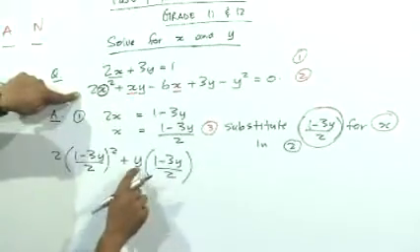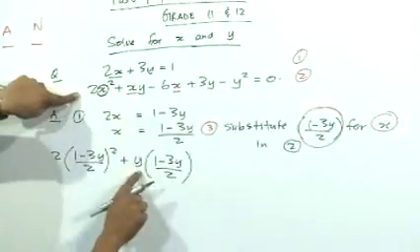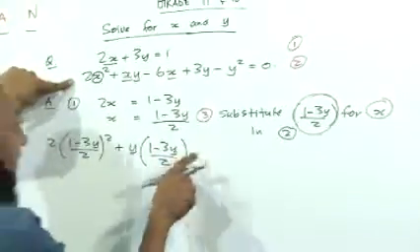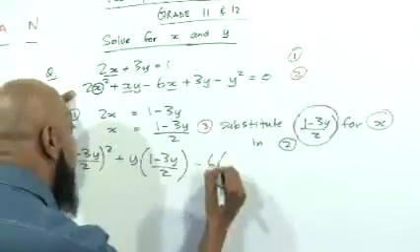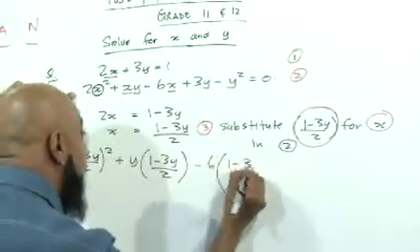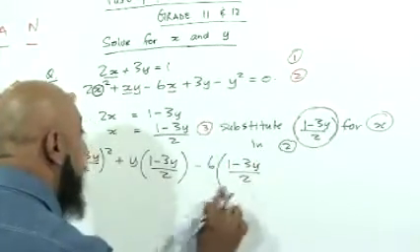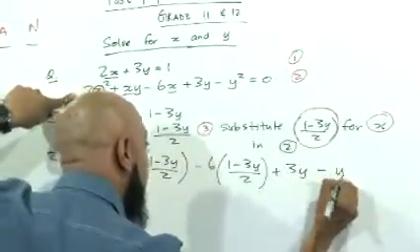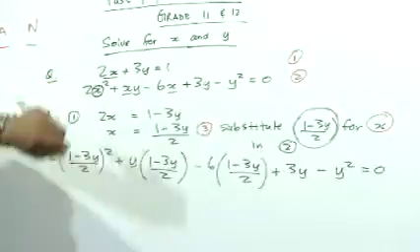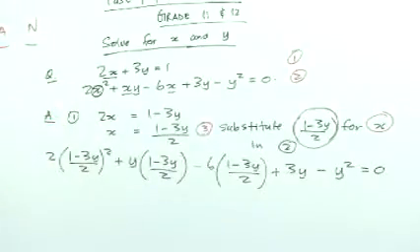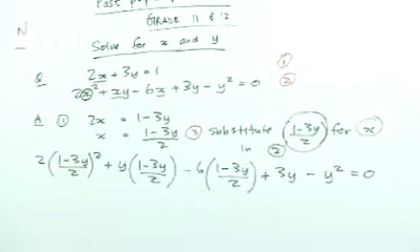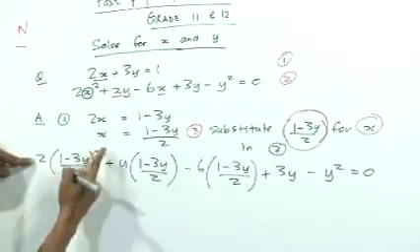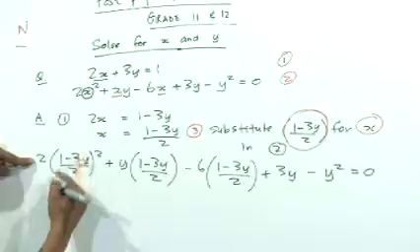I'm just putting it here because we want to get the one term in front of the bracket, not at the back of the bracket. Minus 6x, again, 1 minus 3y over 2, plus 3y minus y squared is equal to 0. Okay? Let's remove the brackets. Very important step now, guys. Remember, you can't multiply this 2 in because you've got a square. So you've got to sort that out first.